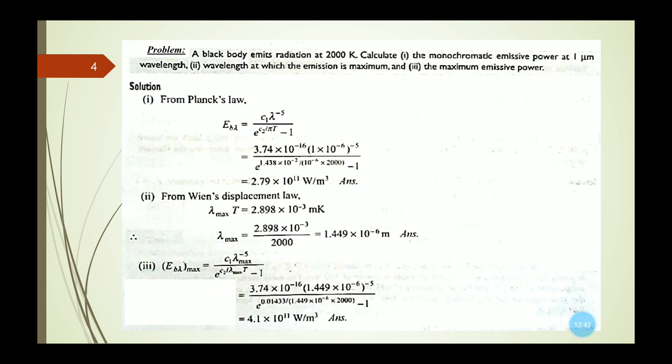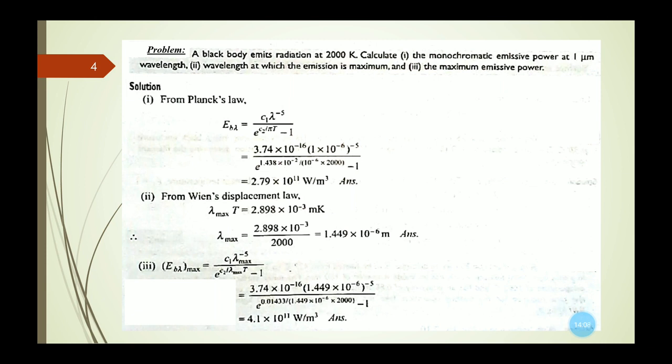So the lambda max is actually 1.449 10 to the power minus 6, which we will put here in this third part. And the value of capital T is 2000 Kelvin. Now using these values in this Planck's law, we can calculate the maximum emissive power, which is coming as 4.1 10 to the power 11 watt per meter cube.